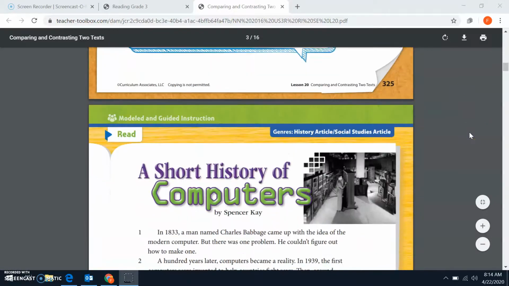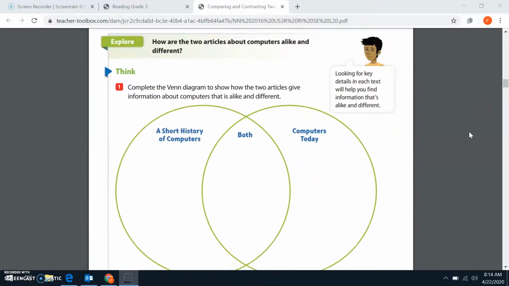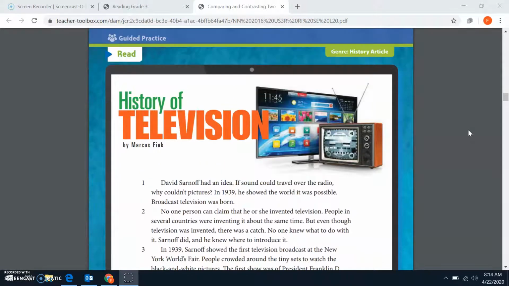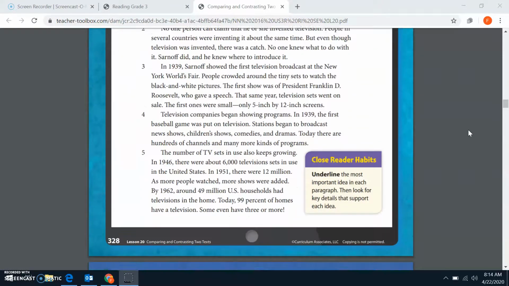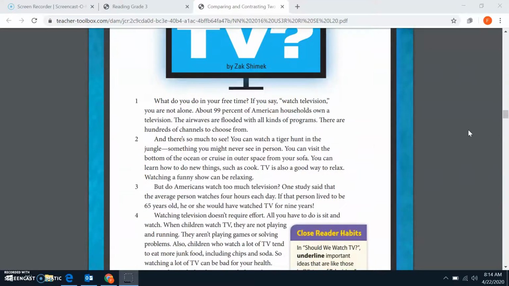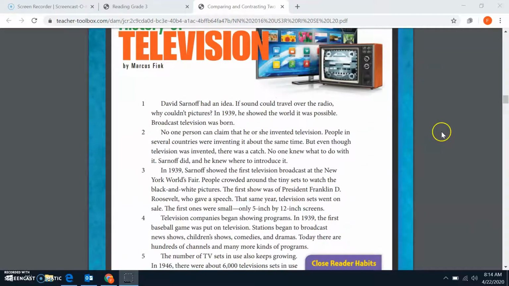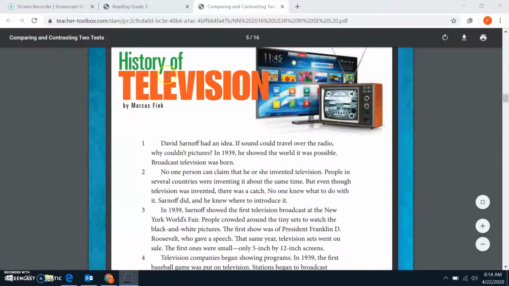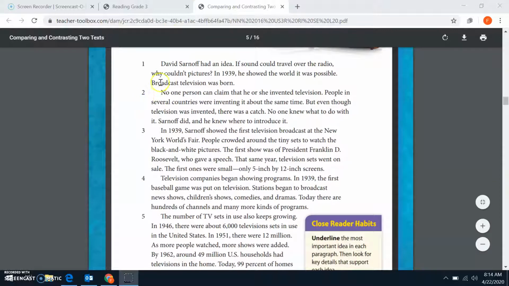So you should have completed this yesterday, okay? And we're going to go into this today. I want to read it to you because you have two texts that you have to read today, and I'm going to be very generous and read them for you, okay? All right, guys, so let's begin. Our first text for the day is History of Television.